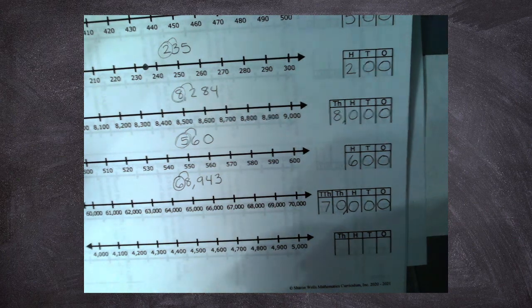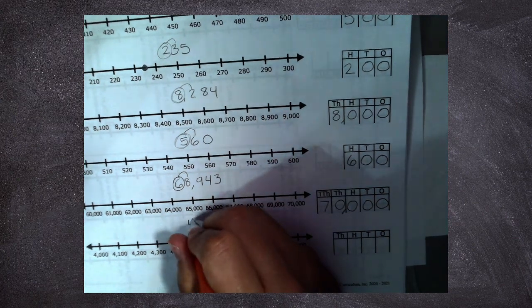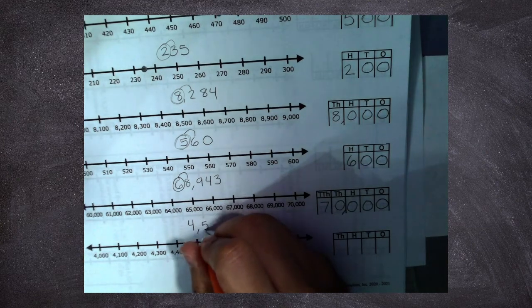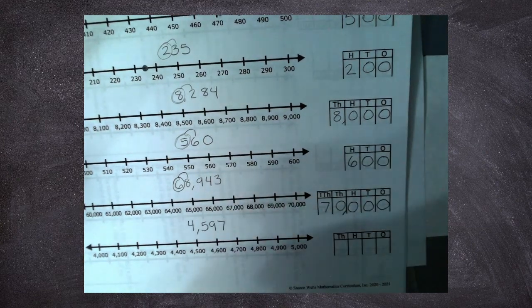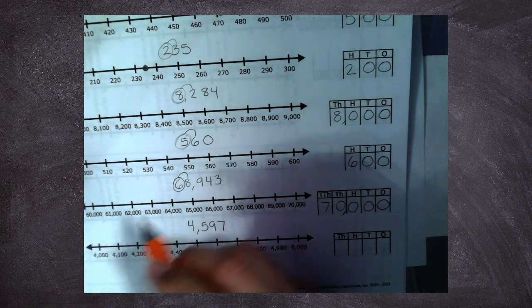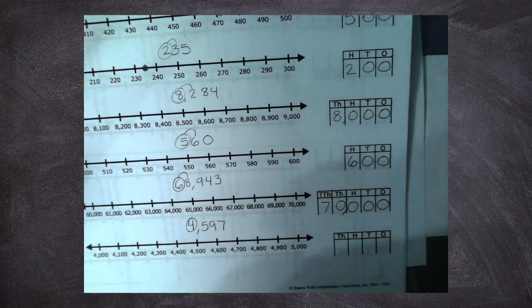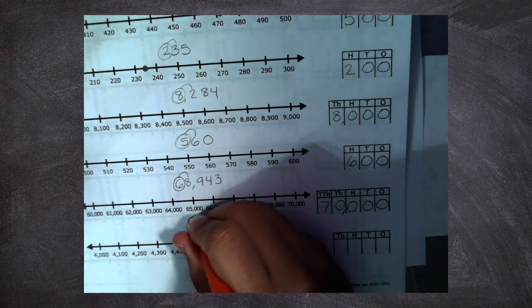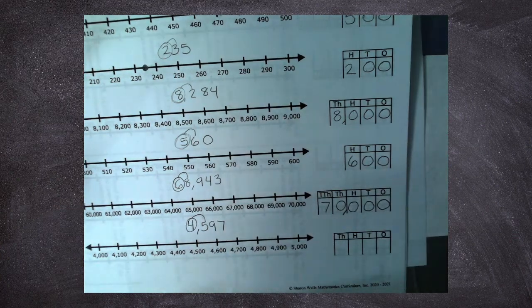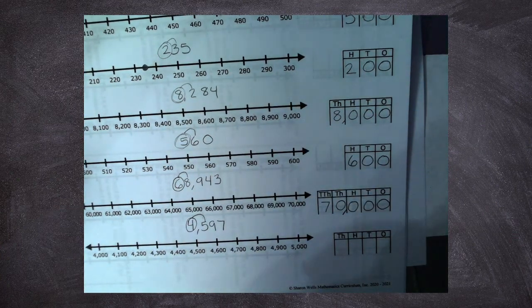Problem F, we're working with the thousands. 4,597. Round to the nearest 1,000. So I'm going to circle my 1,000's place. I'm going to check the neighbor. The neighbor is a 5. If the neighbor is a 5, what do I need to do? Is it going to go up or is it going to stay the same? Kylie?